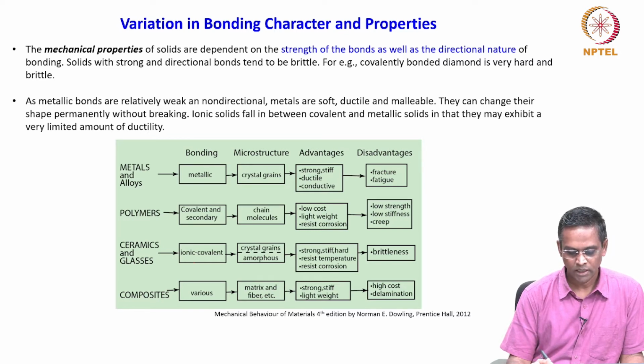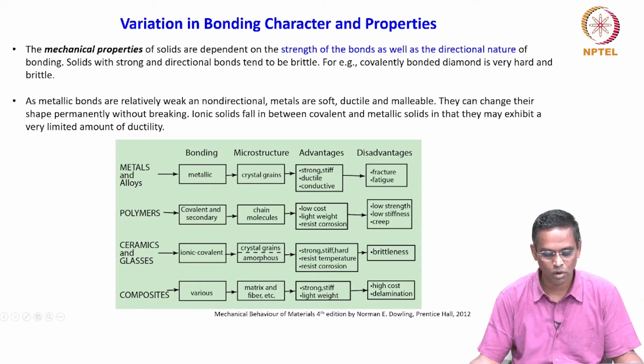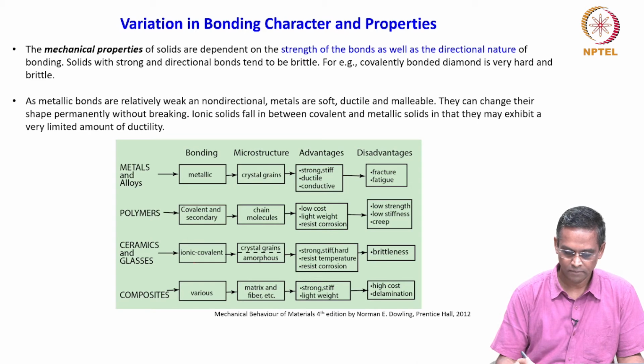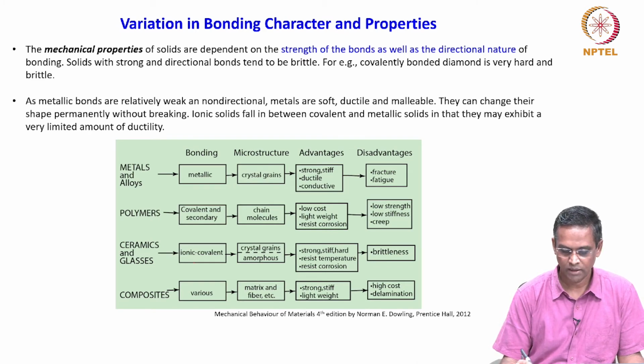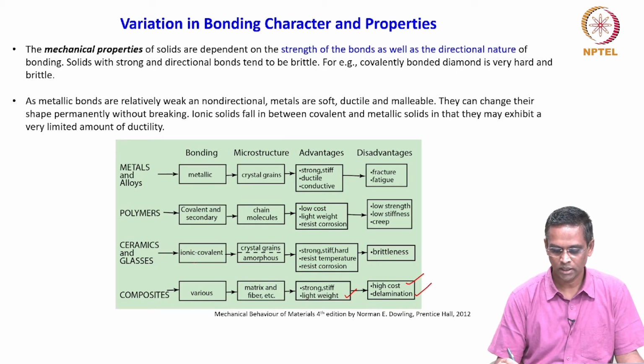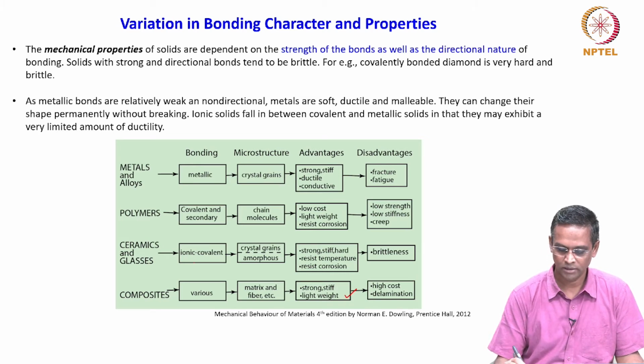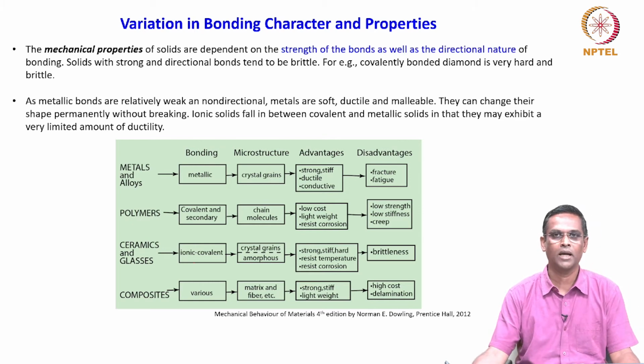Microstructure: there are two major constituents here. One is matrix, another is reinforcement. So the matrix can have one microstructure, the fiber or reinforcement will have some other microstructure, and so on. The advantages, very importantly, they are very strong, stiff, and lightweight. Disadvantages: very high cost, and they may lose their togetherness by delamination. That fiber will pull off, or get delaminated from the matrix. These are the properties which will deteriorate the mechanical behavior and so on.